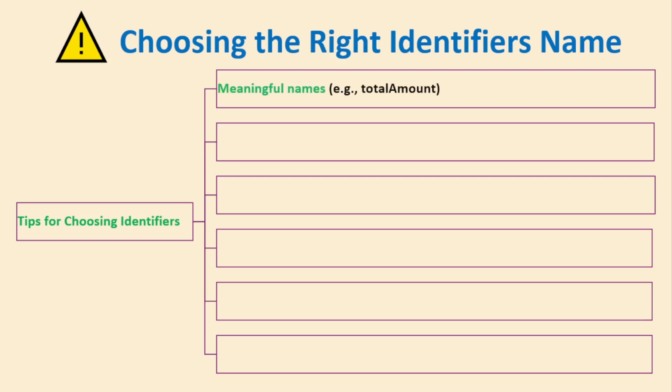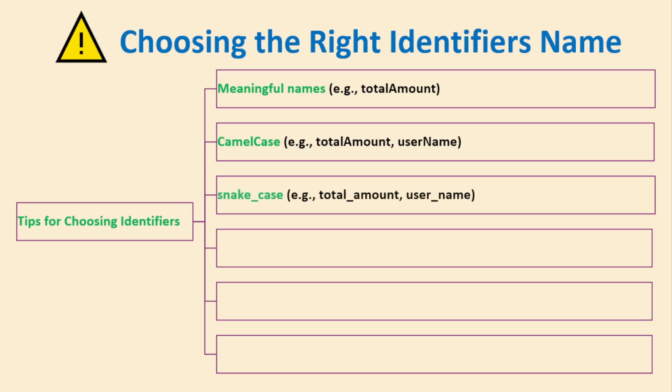The key to readable code starts with meaningful variable names. Instead of using vague names like x or temp, opt for something descriptive like total amount or username. When naming variables with multiple words, you can use either camelCase, for example, totalAmount, userName, or snake_case, for example, total_amount, user_name. Just be consistent throughout your code.